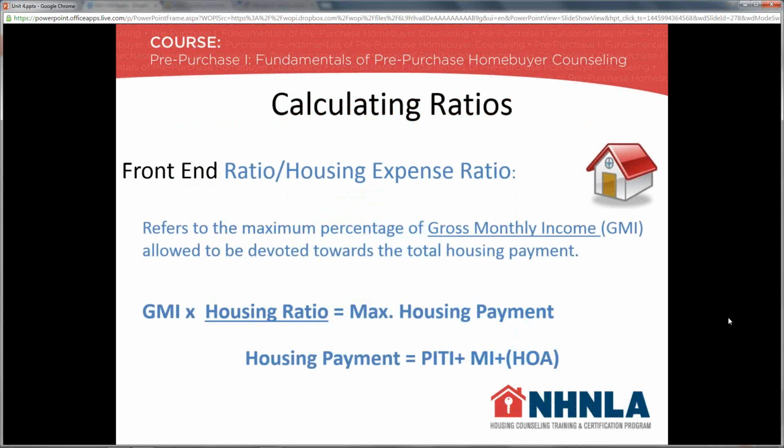So first let's talk about the front-end ratio, which is also called the housing expense ratio. This refers to the maximum percentage of gross monthly income allowed by the lender or the subsidy provider to be devoted towards the total housing payment. To calculate this, you would take the gross monthly income, multiply it by the housing ratio, again, which is provided by the lender or the subsidy provider, and that equals the maximum allowed housing payment. And again, that housing payment includes principal, interest, taxes, insurance, mortgage insurance, and the homeowners association dues if that's required.